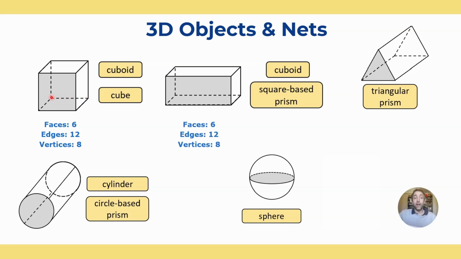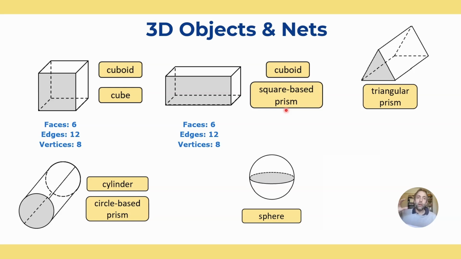A cuboid is actually exactly the same, because we can think of a square as a more specific type of rectangle. So you can see lots of rectangles here, and a square is just a rectangle where the lengths are the same. So in terms of faces, edges, and vertices, that is exactly the same as this one. We can also call this a square-based prism. So prism is an important term.